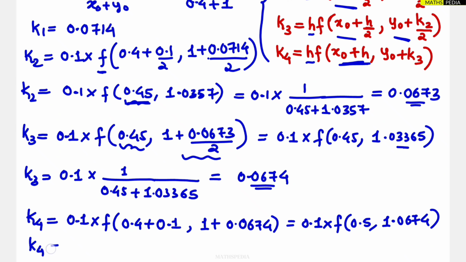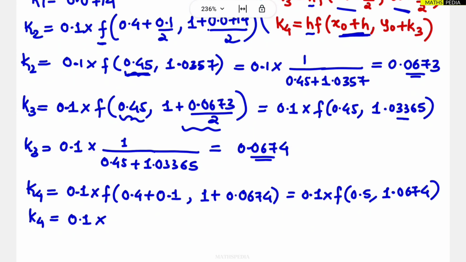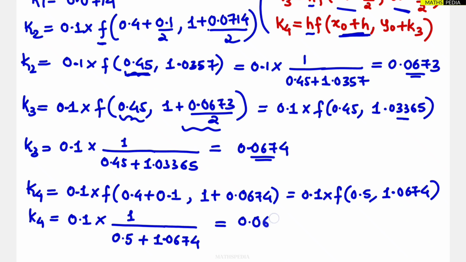So the k4 value becomes 0.1 into function of this thing, again 1 by x plus y, so it will be 0.5 plus y value is 1.0674. So the answer you will be getting is 0.0638. Okay, so k4 is done.